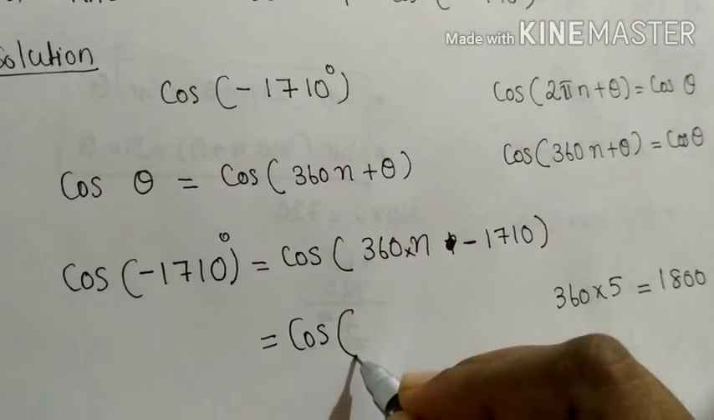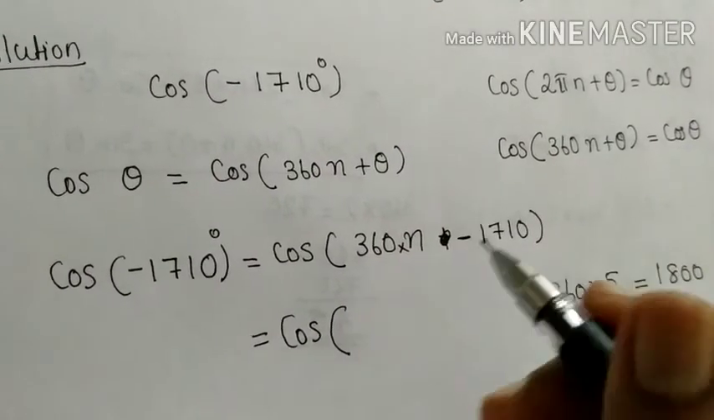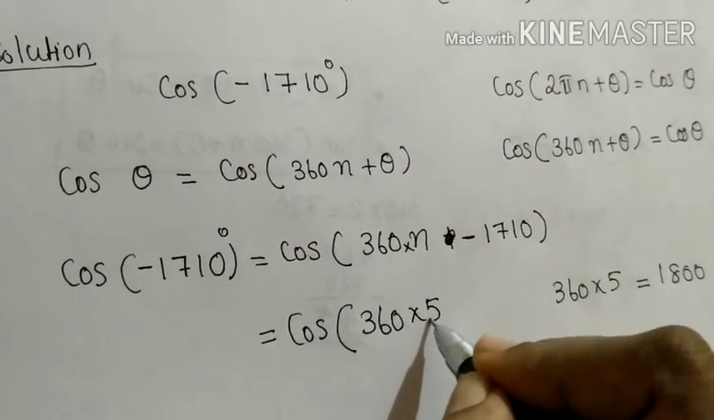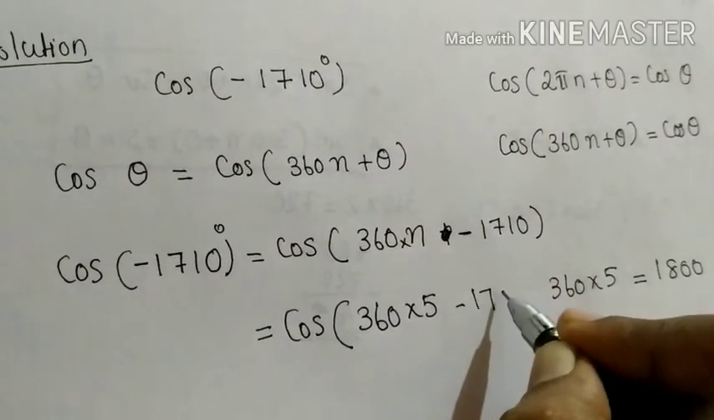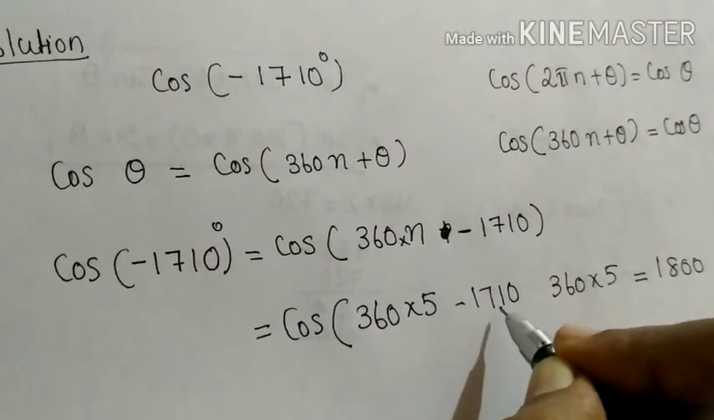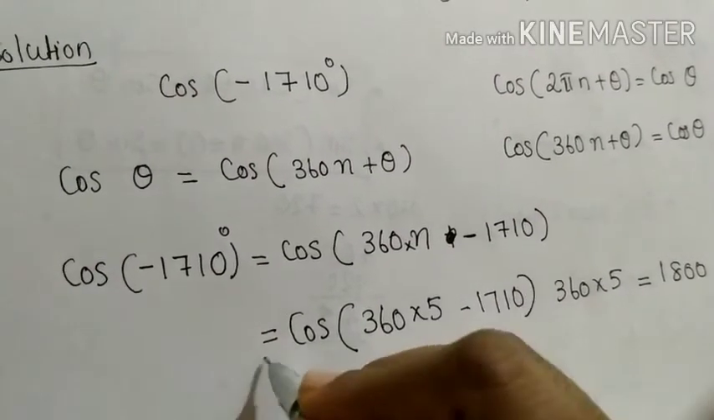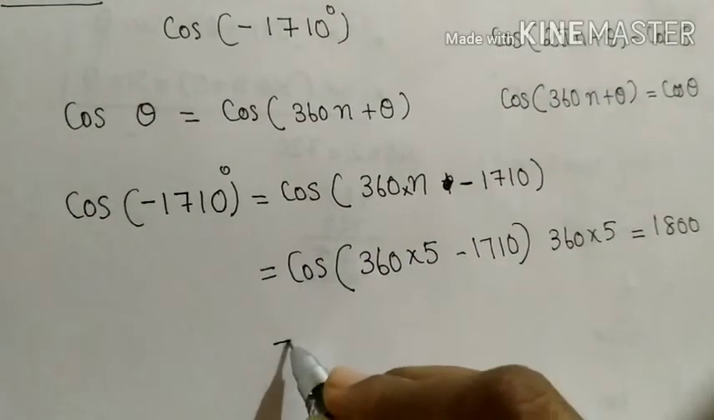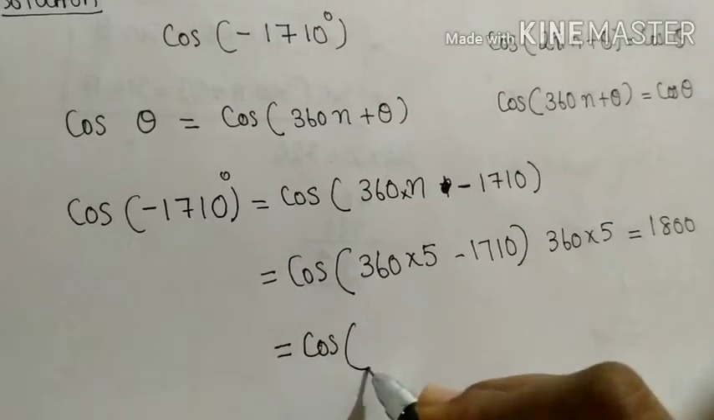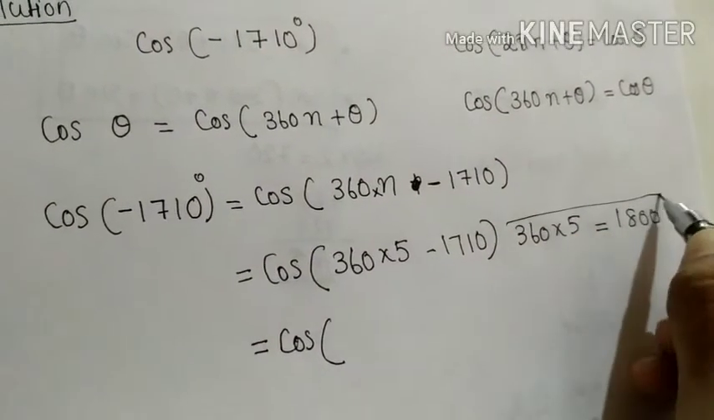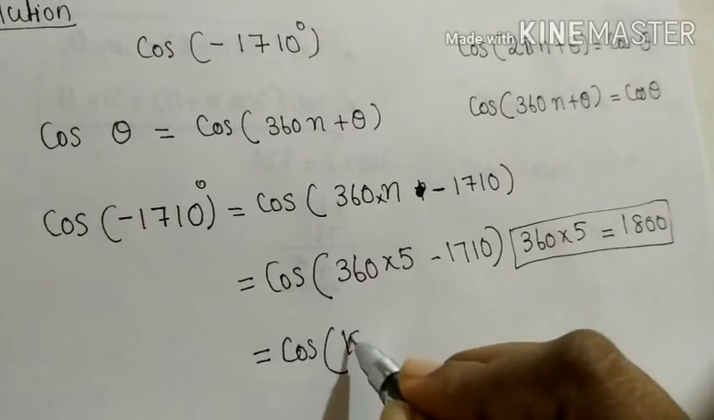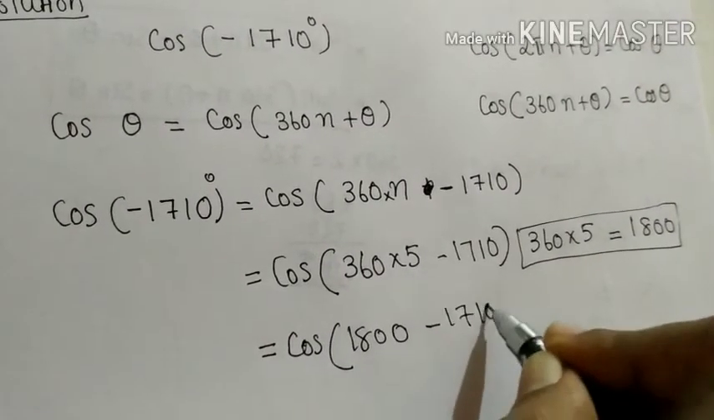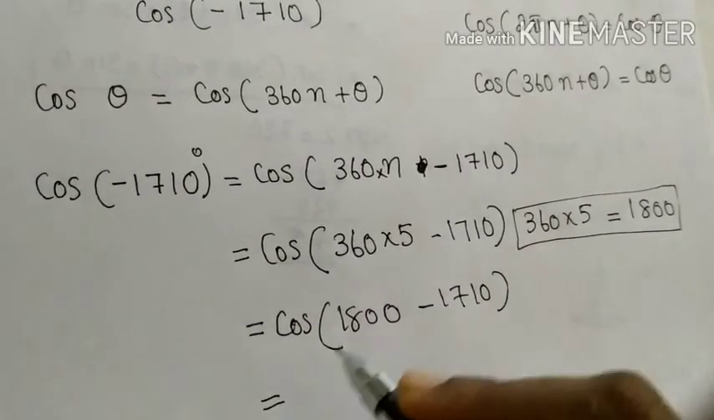The answer is not altered. So cos of (360×5 − 1710) is equivalent to the given question. Okay, and which is equal to cos of 360 into 5, which is 1800, and the remaining portion is right here.